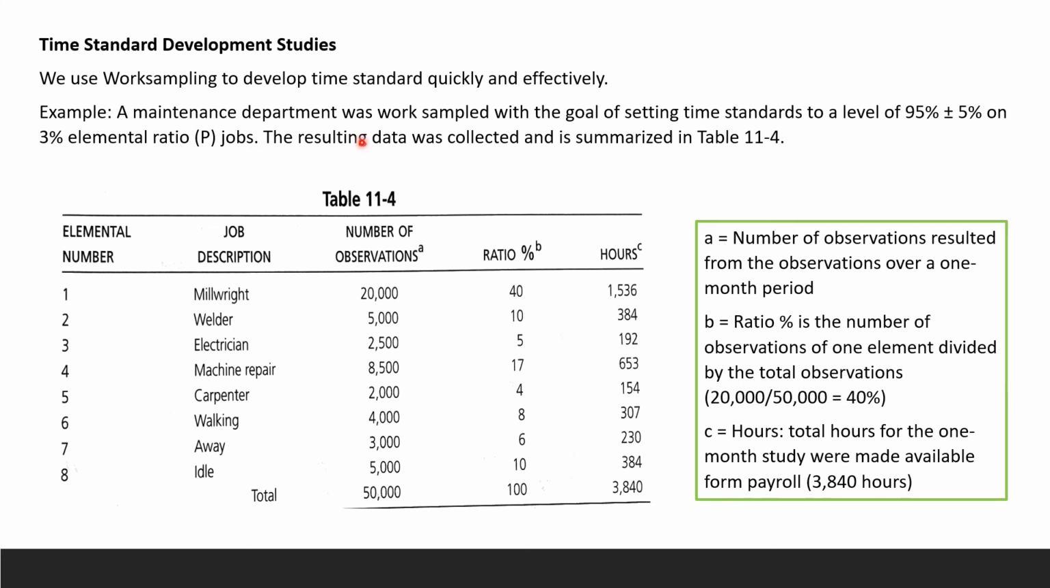Okay, so the next study is time standard development. We're going to use work sampling again to develop time standards quickly and effectively. For example, we're going to sample a maintenance department with the goal of setting time standards at a 95% confidence level, so plus or minus 5% accuracy on a 3% elemental ratio. That's your probability of jobs.